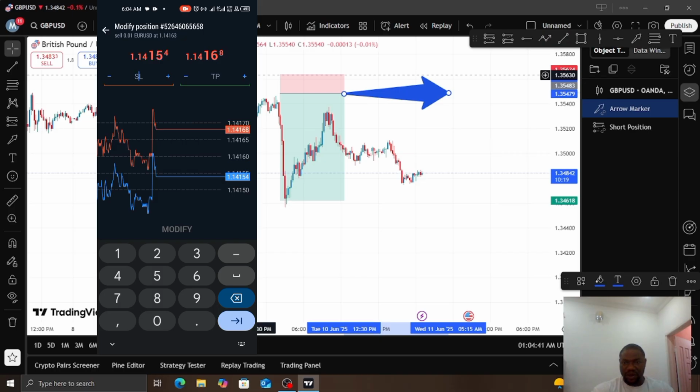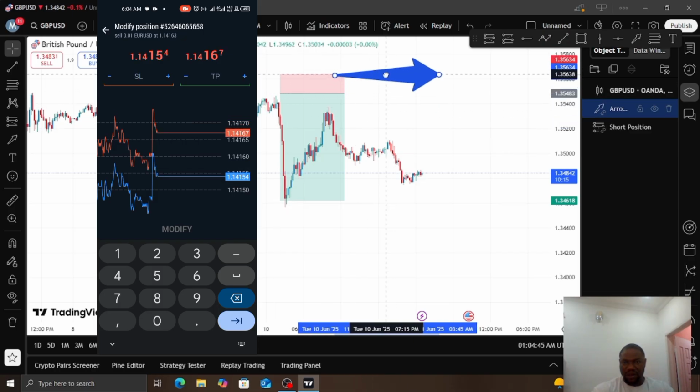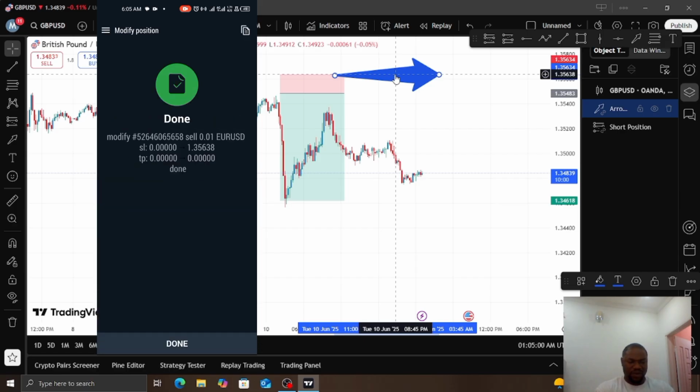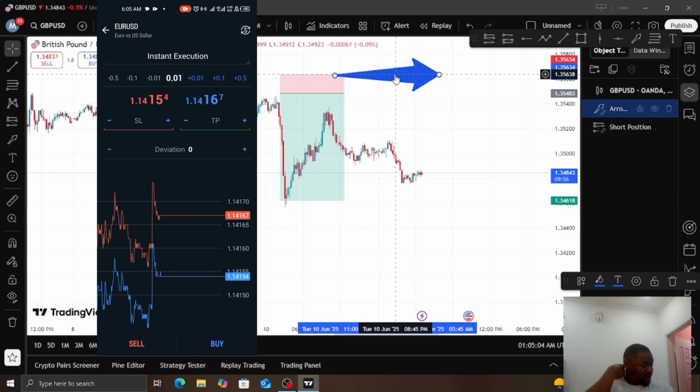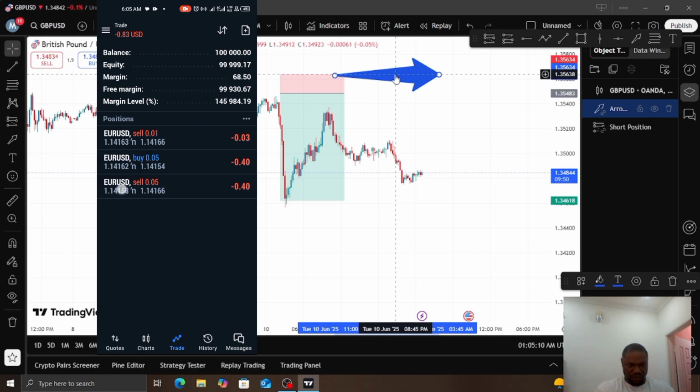You adjust your stop loss, so you sell at this point. Don't forget to long press like I told you. Always come to modify the trade. So here our stop loss is, sorry, this is our stop loss. Our stop loss is 1.35638. So you're going to do that and modify your stop loss.